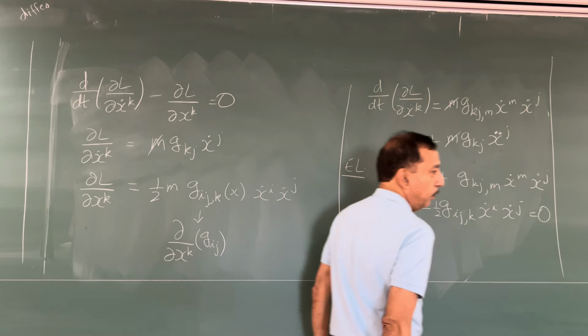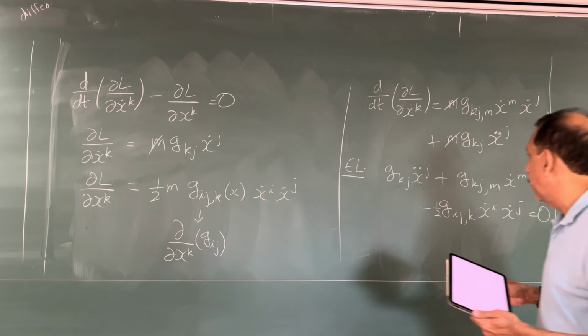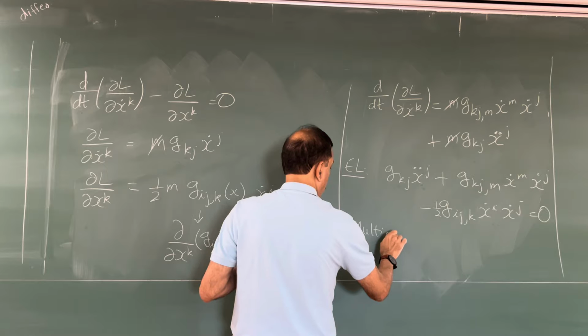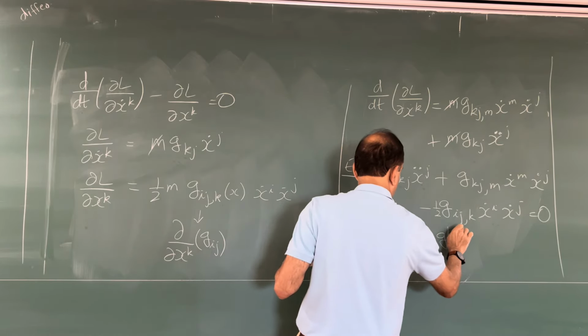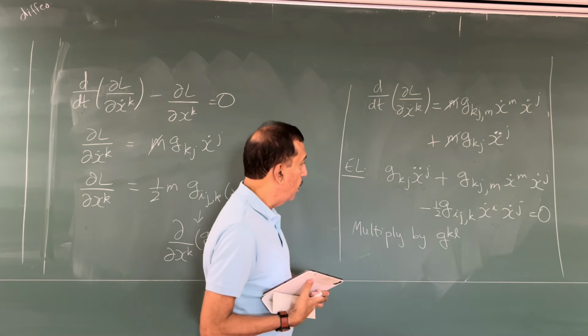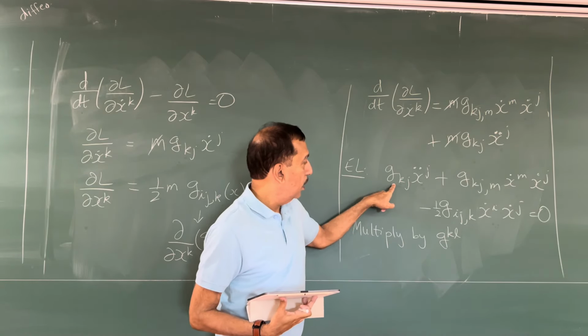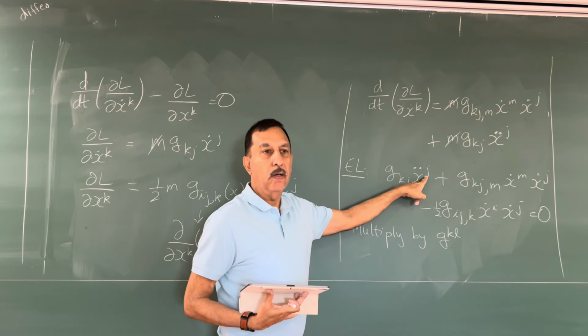So I have to multiply from the left by some g with upper indices, and I'll multiply by g^kl. So g^kl, when multiplied into this, k will get summed. This is the inverse matrix of this. So I'll get delta^l_j, and this will become x double dot l.